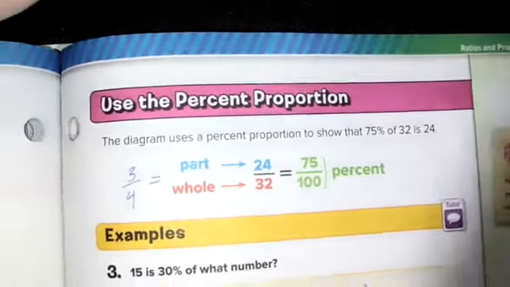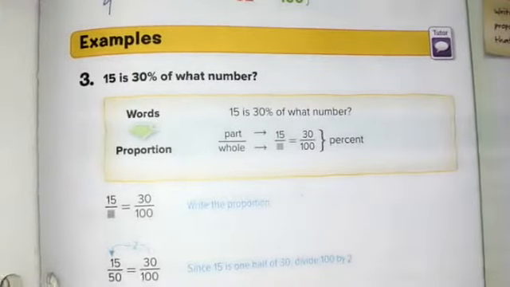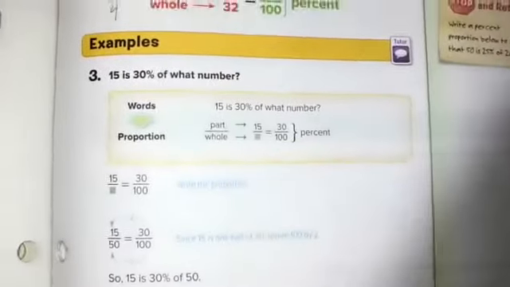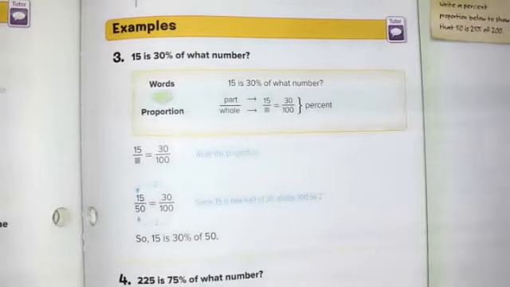Example 3 is all worked out for us. I can get that all on the screen at the same time. There we are. Zoom out a little more. Yeah, that's good. So number 3, 15 is 30% of what number?